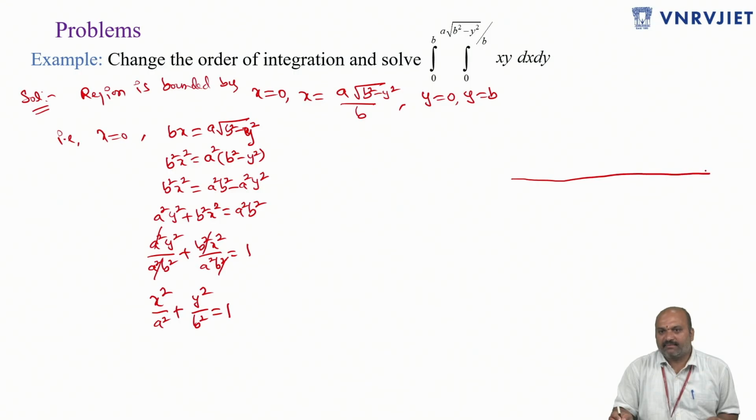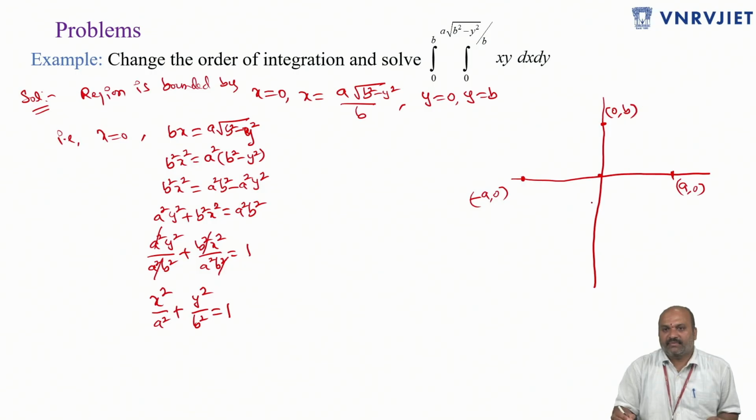So here let's draw the figure. It is an ellipse with center at the origin, and the major axis length is 2a. Let us assume here it is a comma 0 on the positive side, and this is minus a comma 0 on the x-axis, and this is 0 comma b, and this is 0 comma minus b. Let us take this as an ellipse.